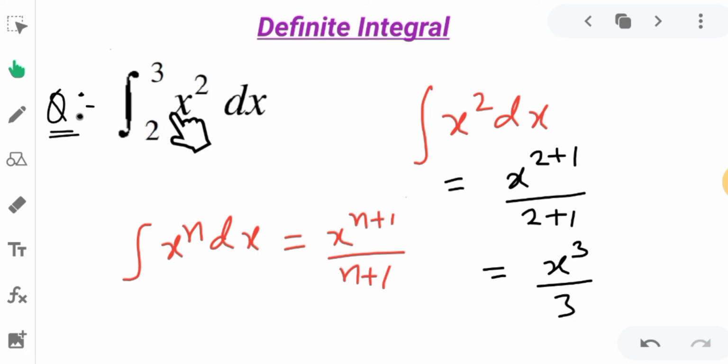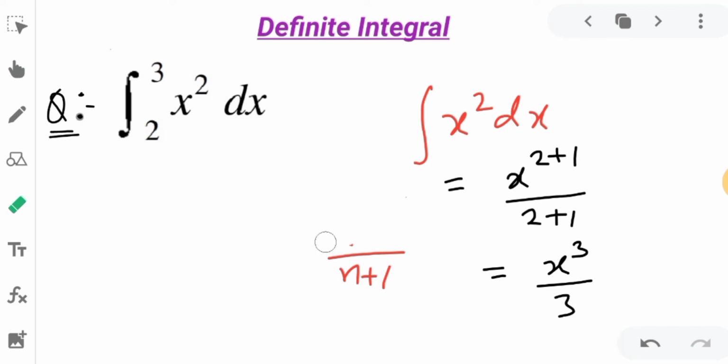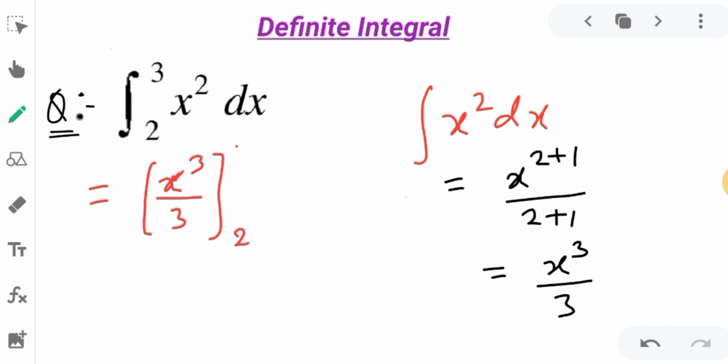So first we find the integration of x square dx, and you know that the integration of x square dx is x cube upon 3. Then at last I will put in the limits: first the upper limit, then minus the lower limit. So you will write the integration of x square as x cube upon 3, and then at last you will put the limits. Lower limit is 2, upper limit is 3.